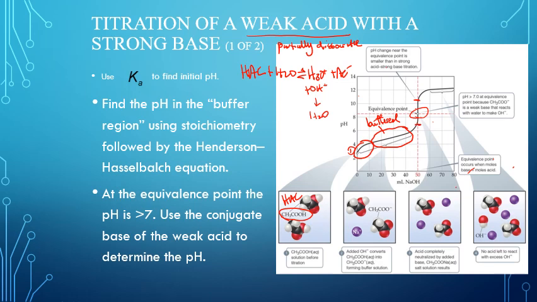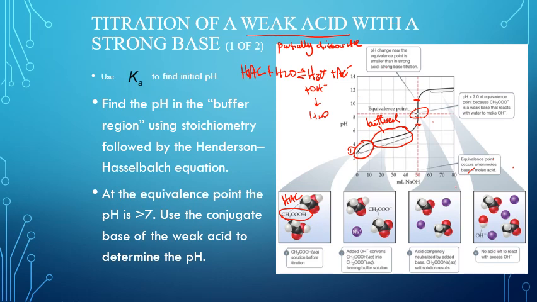So it might be a change in pH of 4 units for adding 1 milliliter, instead of 8 like we had for the strong acid, strong base. So the steepest part of the curve, notice, is much smaller. We're still finding the equivalence point by taking the midpoint of the steepest part of the curve, but you can see here that the change is much smaller.